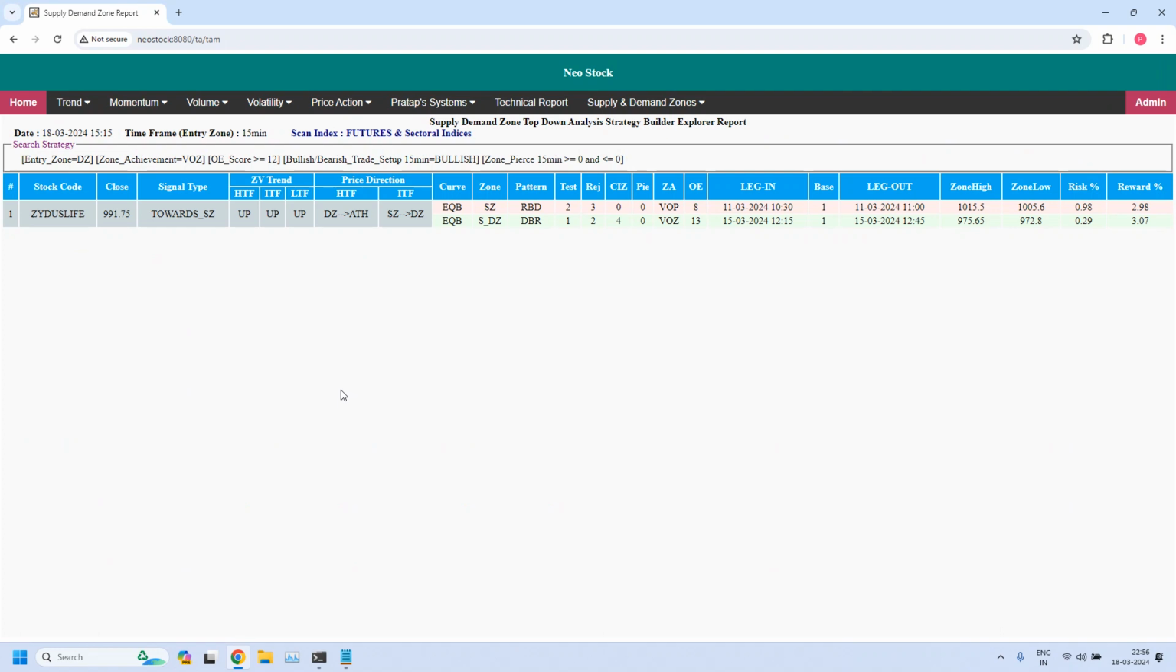We got only one stock filtered, satisfying all these parameters. So you need to look into the demand zone, but it is already tested. The reason is it is a high liquidity demand zone, a 15 minutes demand zone. Okay. So we identified only one stock. Now let's go back to the next report generation.